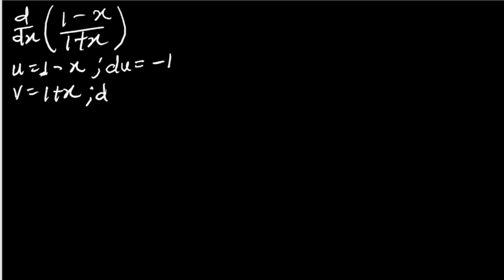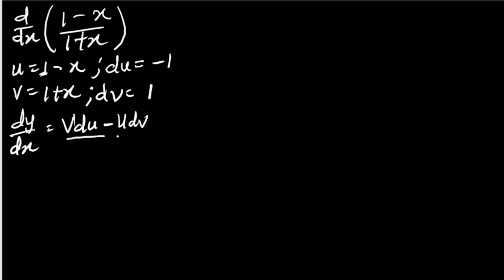Definitely, we'll be differentiating v with respect to x. This will be giving us 1, because differentiating 1, a constant, gives 0, and differentiating x will give us 1. The formula is dy over dx being equal to v du minus u dv divided by v squared. That is, v is 1 plus x, then du is minus 1.